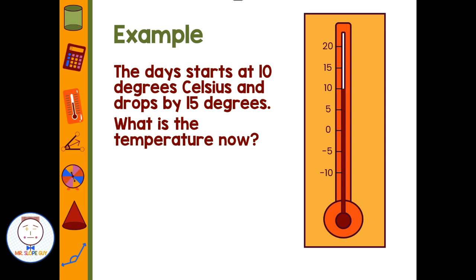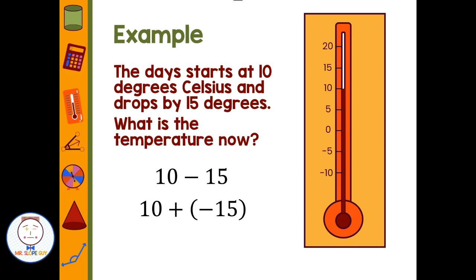The day starts at 10 degrees Celsius and drops 15 degrees. What is the temperature now? Well, 10 degrees drops 15. So that's like 10 minus 15 degrees. Be the same as 10 plus negative 15. Subtraction is the same as adding the opposite.